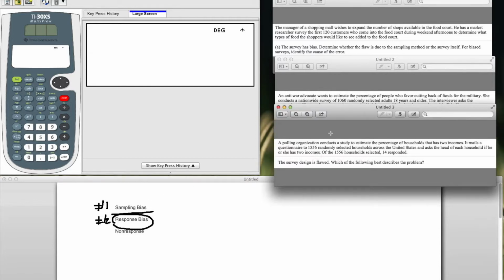The last question is, a polling organization conducts a study to estimate the percentage of households that has 2 incomes. It mails a questionnaire to 1,556 randomly selected households across the United States and asks the head of each household if he or she has 2 incomes. Of the 1,556 households selected, 14 responded.